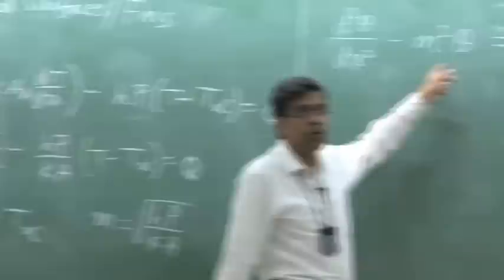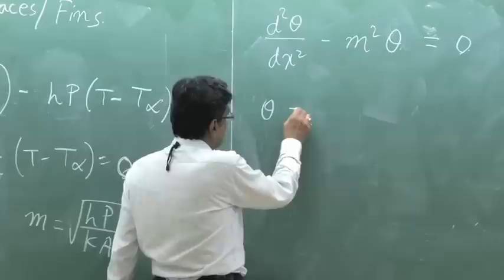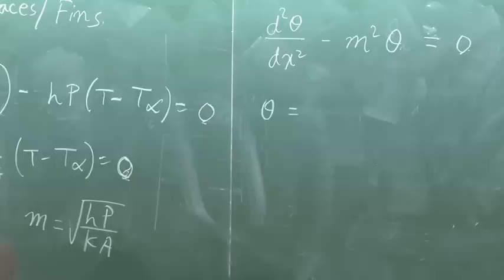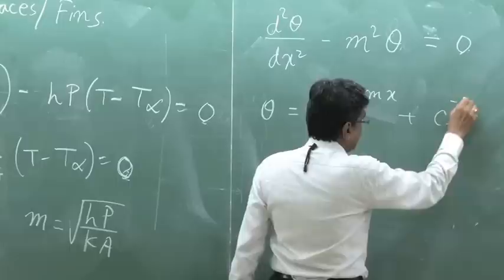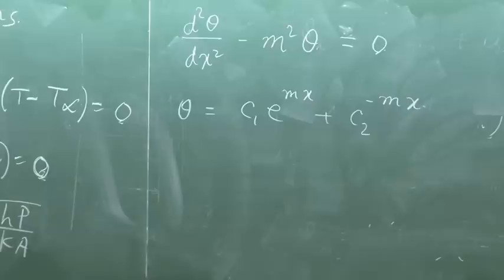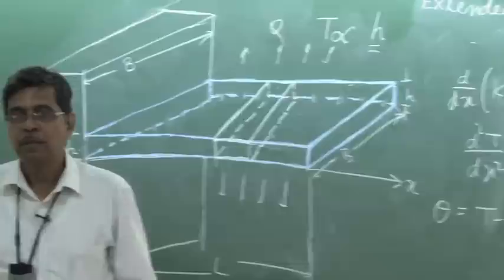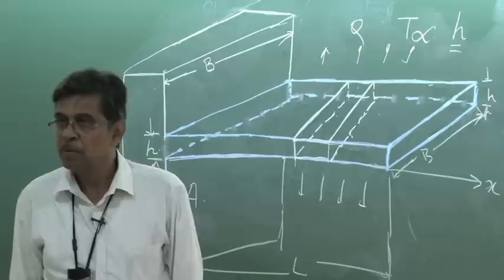So the solution of this is the complementary function; there is no particular integral, since that side is zero. This is a second order differential equation. It is an exponential solution: C1 e to the power mx plus C2 e to the power minus mx. It can be written as a hyperbolic function or exponential function, whatever you call it. That's all. Now the boundary conditions.